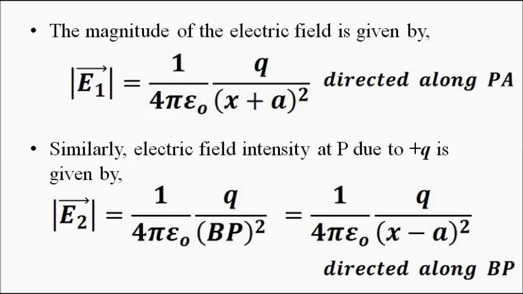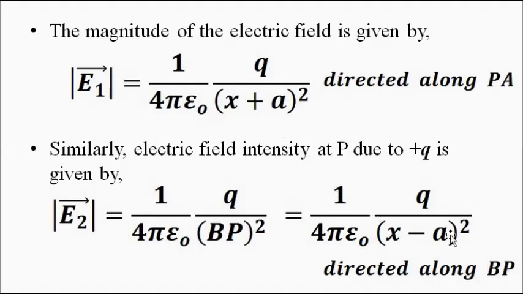Now take a look at both the expressions of E1 vector and E2 vector. All the things are the same: 1 by 4 pi epsilon 0, 1 by 4 pi epsilon 0, q in the numerator, q in the numerator. Here it is x plus a whole square, and here it is x minus a whole square. The only thing that is different.